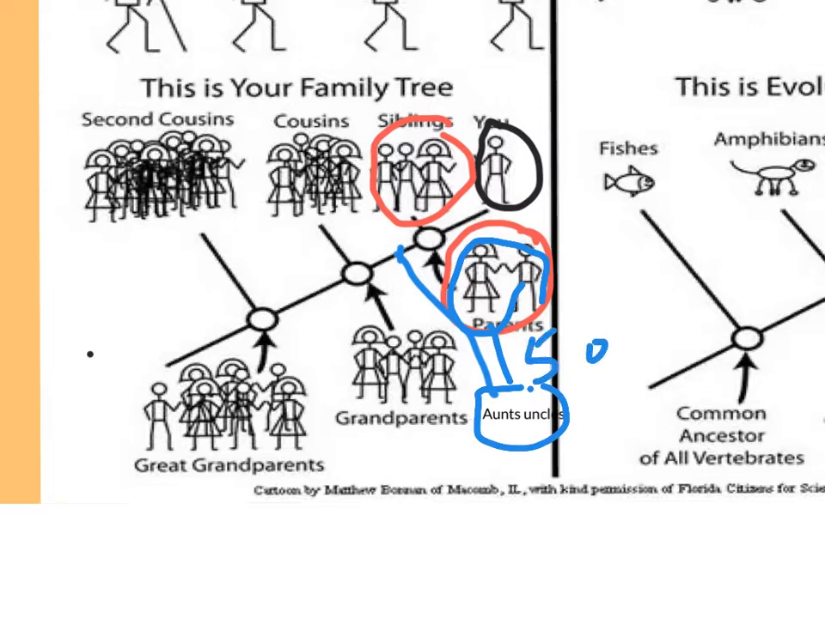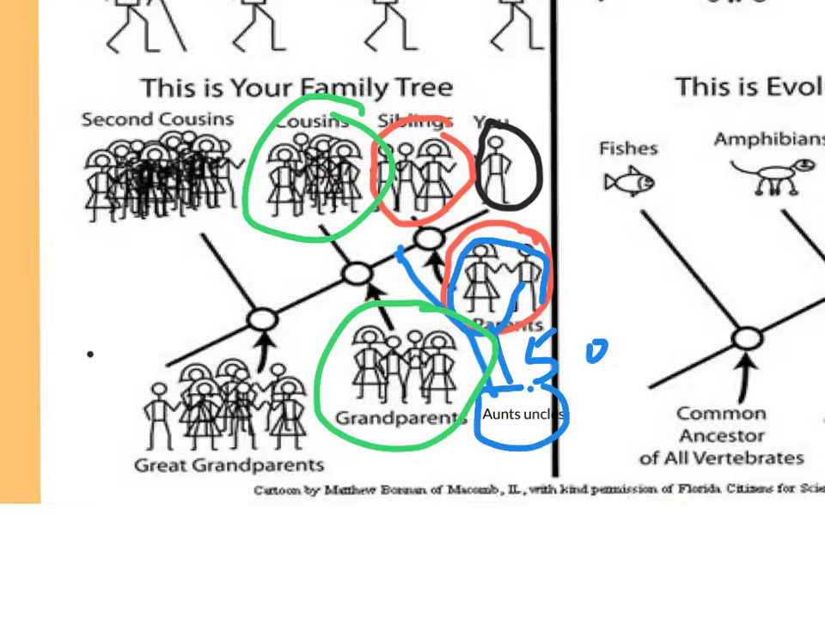And their parents, the parents of your parents and your aunts and uncles, are your grandparents. So if you go back even further, your grandparents are your most recent common ancestor for your parents, your aunts and uncles, and also your cousins.